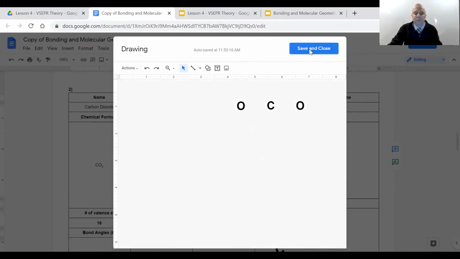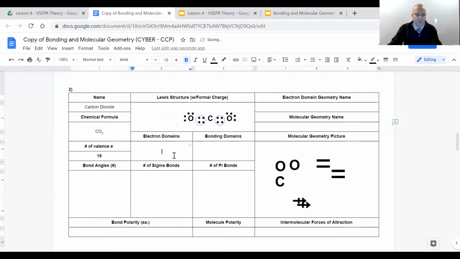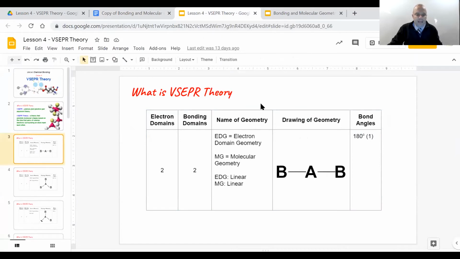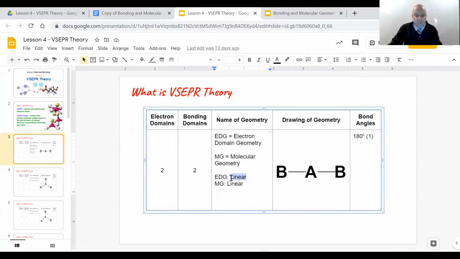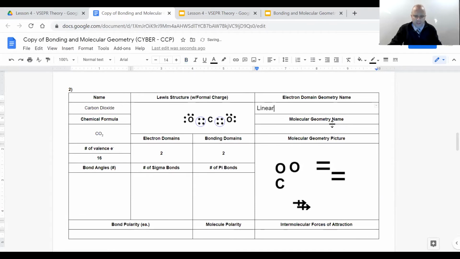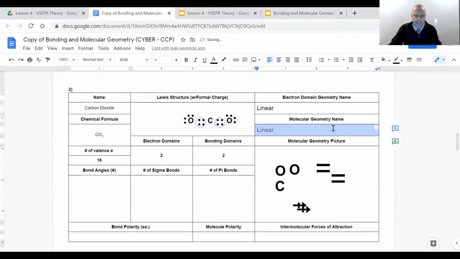We have 2 electron domains, both of which are bonding. So in this box, we're going to write 2 and 2. Then we're going to go back to our VSEPR theory chart. This time we're going to start back at 2 and 2, and look at that, we found it on the first shot. So our molecular geometry is going to be linear, and our electron domain geometry is going to be linear. So we're going to go here, electron domain geometry, linear, molecular geometry, linear.